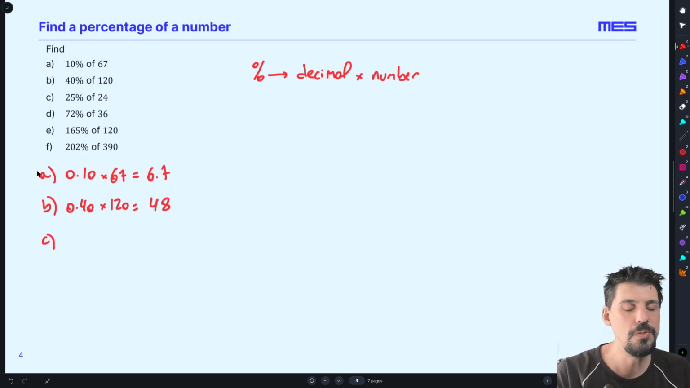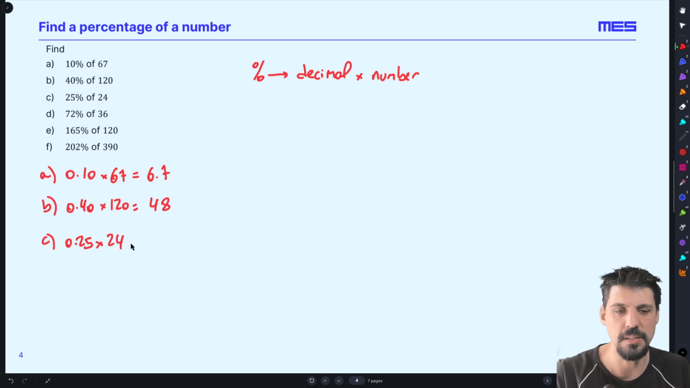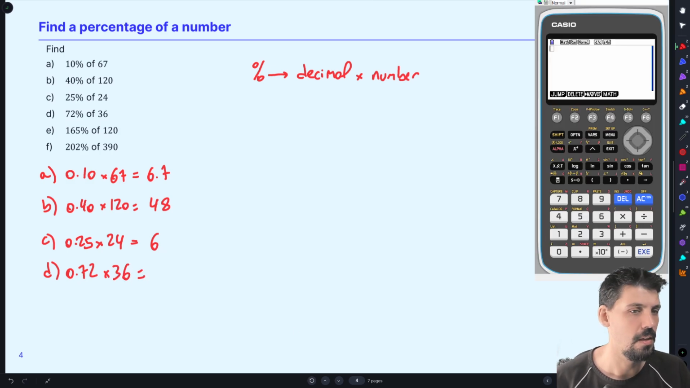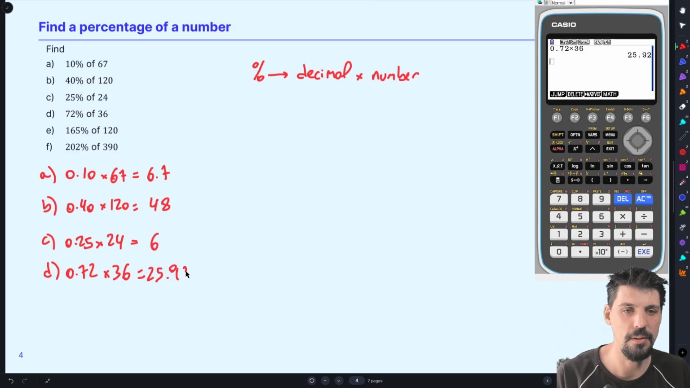Now I'm aware some of these you can do as fractions as well. 25% is a quarter, but we are going to use one method that is going to carry us through all of this. So 25% is 0.25. Multiply by 24, we get 6. 72%, now we are getting into the realms of I might actually need a calculator, and that's okay. So 0.72 multiplied by 36 to get 25.92. We're going to keep our calculator here.